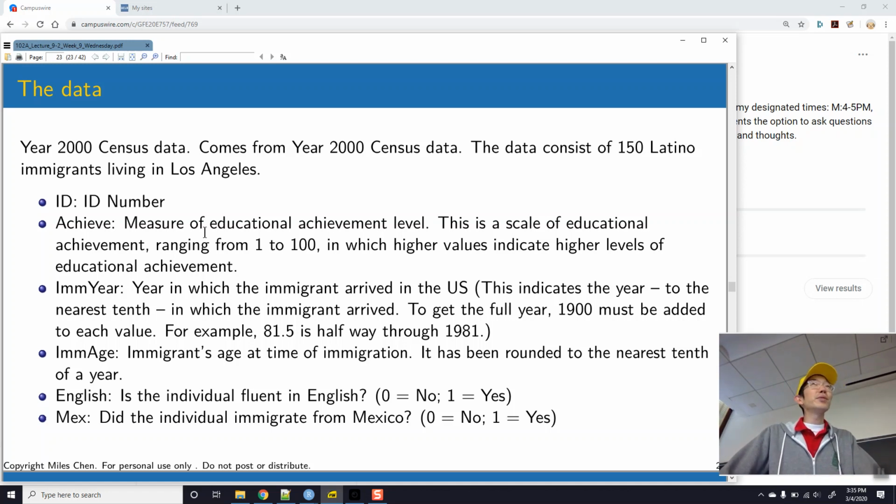So when we see somebody that has educational achievement 50, I don't know what that means. I don't know if somebody graduates from high school, what score they would get, or if somebody went on and became a doctor, what score that would get. So we don't know what these numbers actually mean. It just says higher numbers mean greater achievement. And then the other variable will be this MEX variable, which is, did the individual immigrate from Mexico, yes or no. And these are all from Latin American countries.